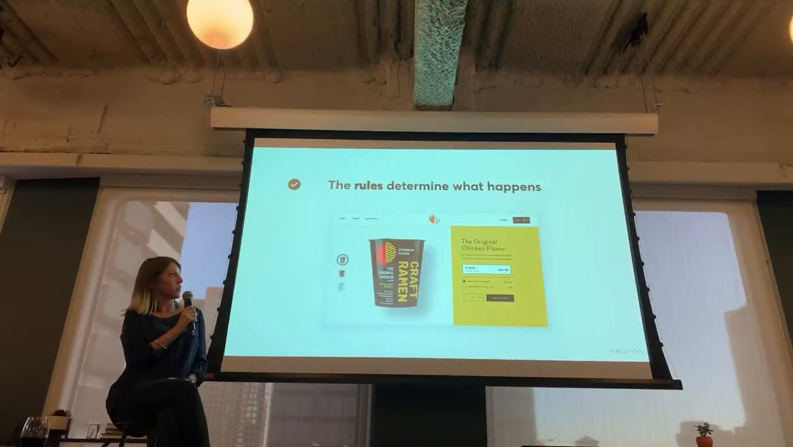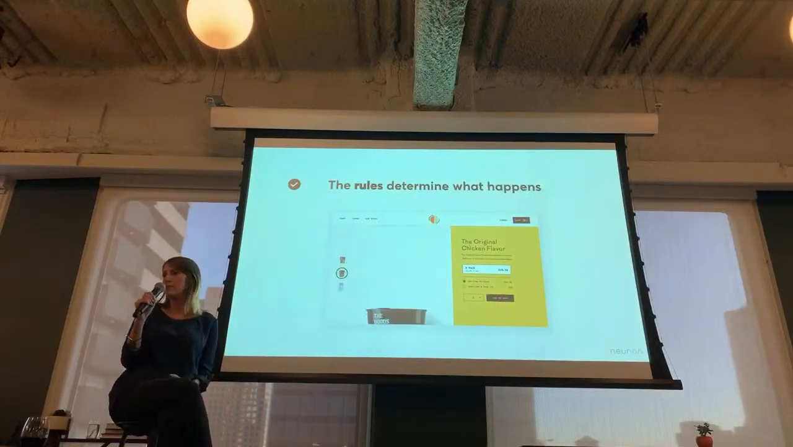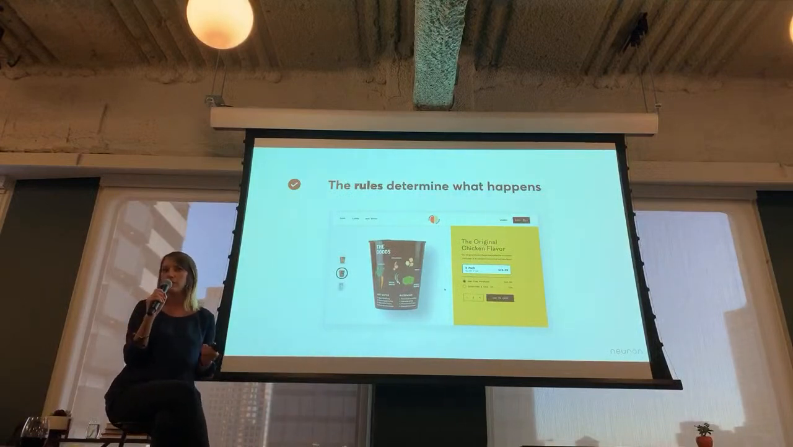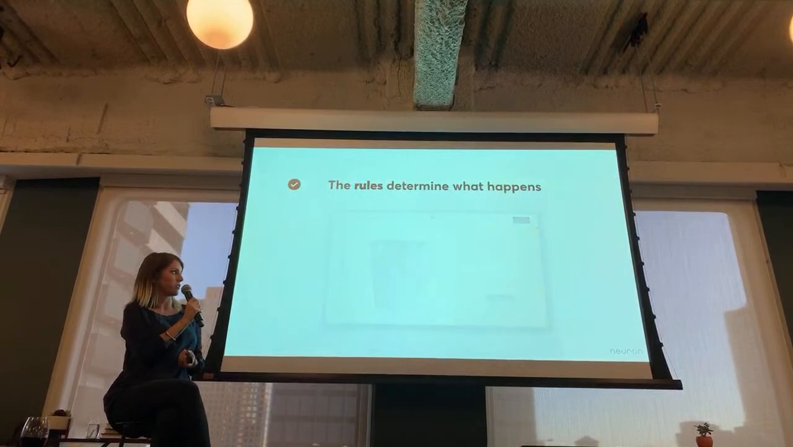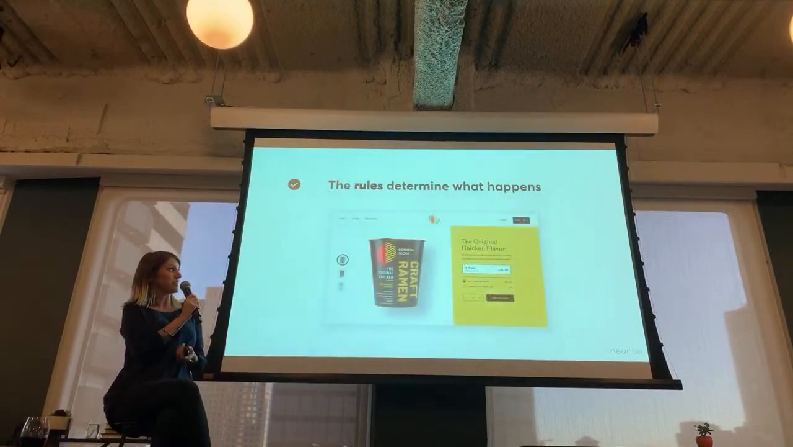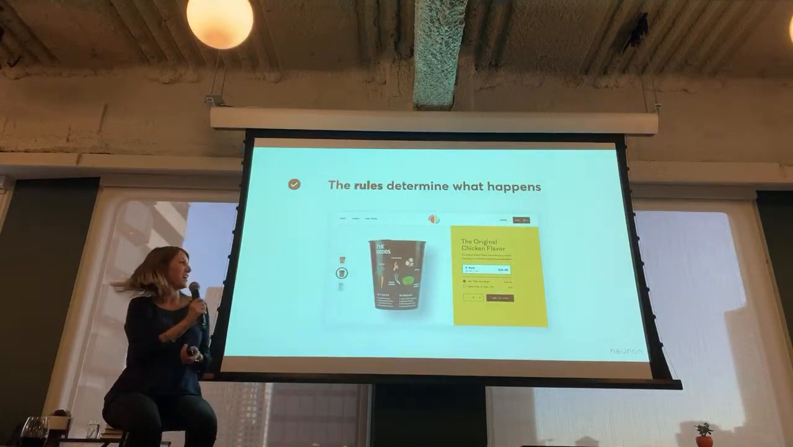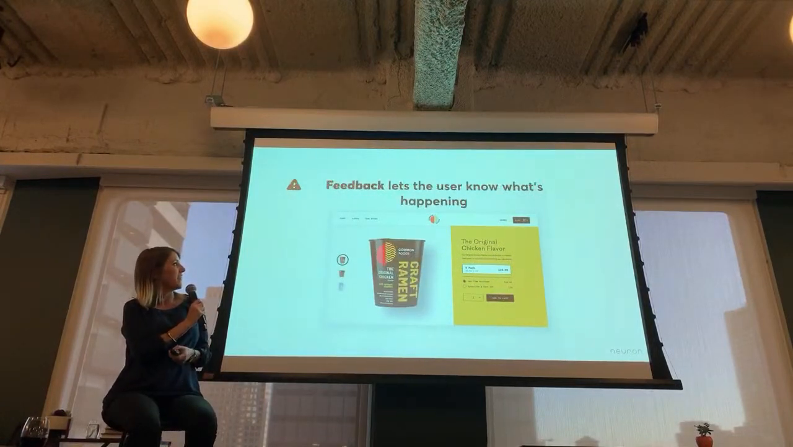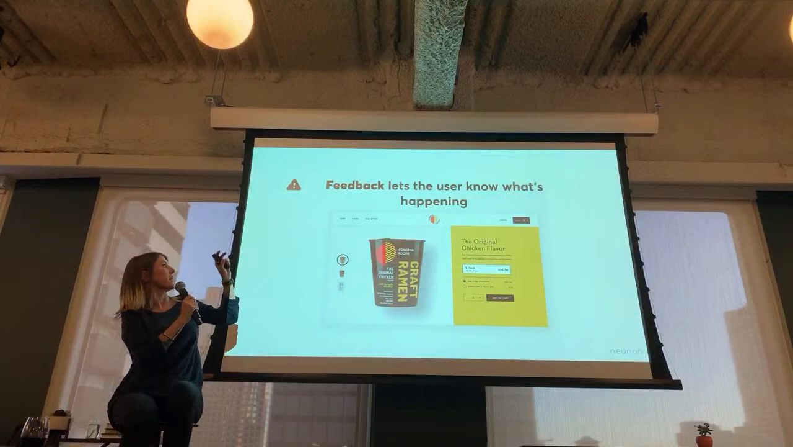So the rules are what determines what actually happens when they click that trigger. So in this case, what happens when they click the trigger is this cute little box of ramen gets really teeny tiny and goes flying to the corner of the screen. And what's actually happening after that is the feedback.